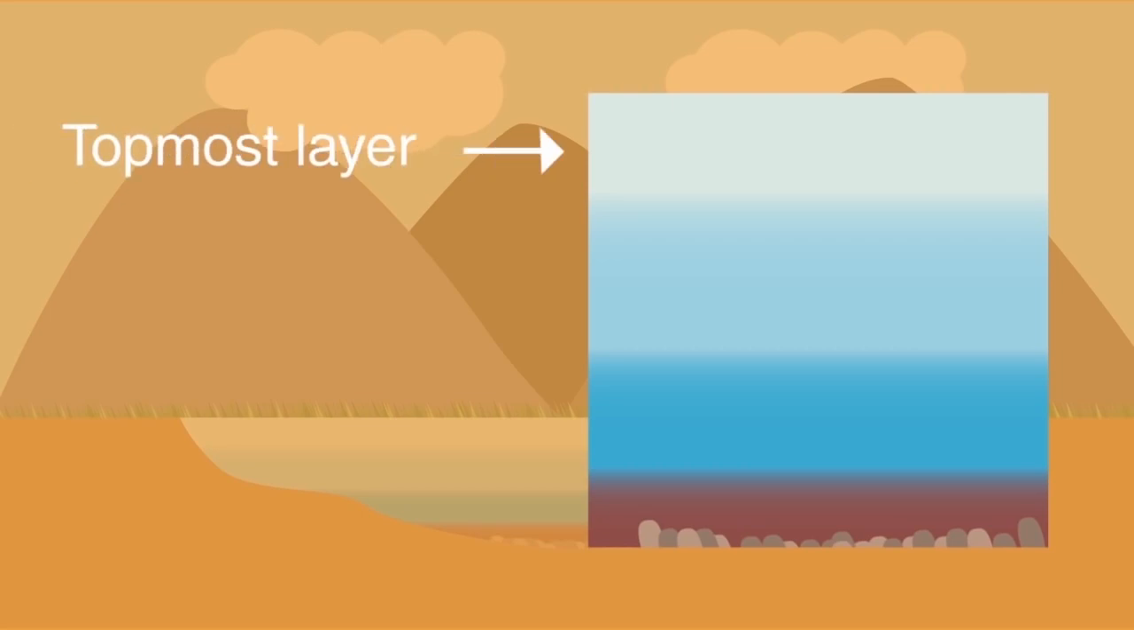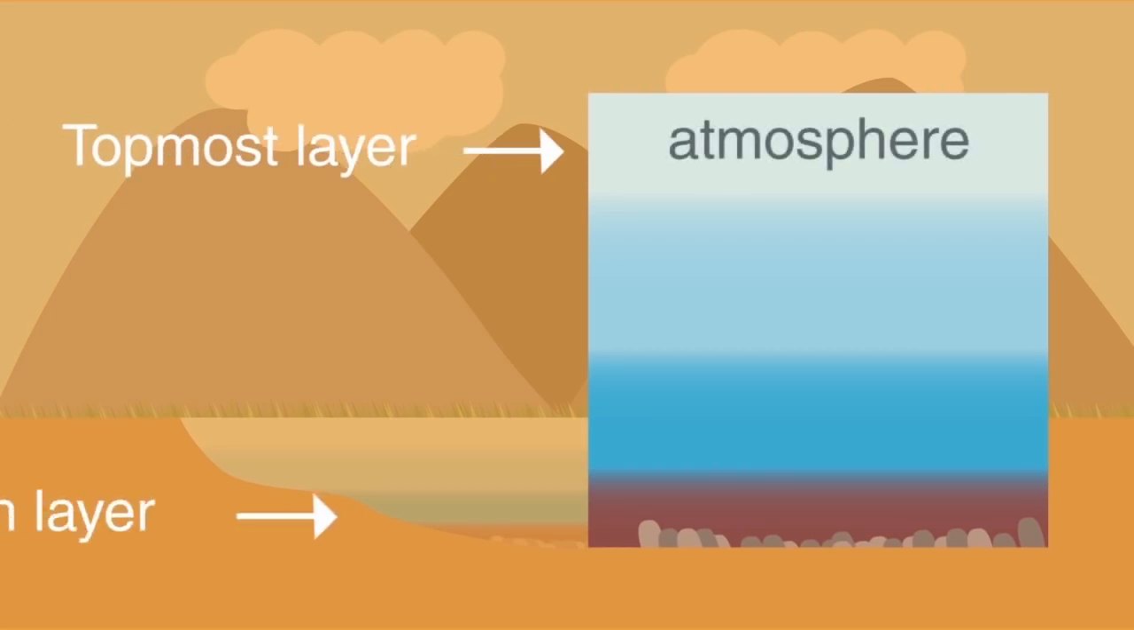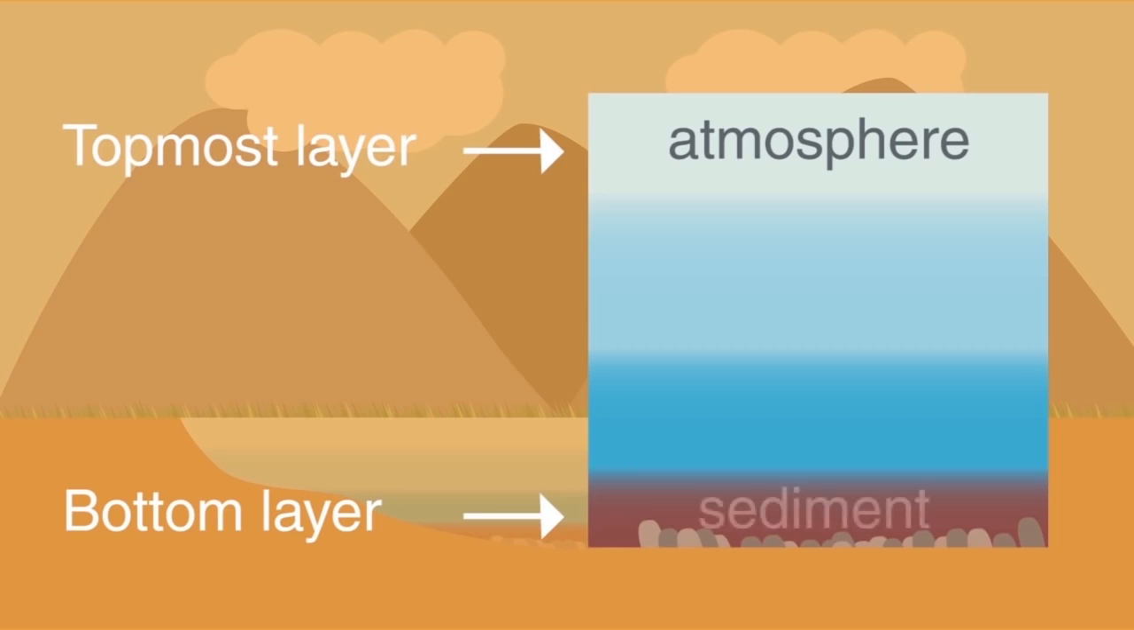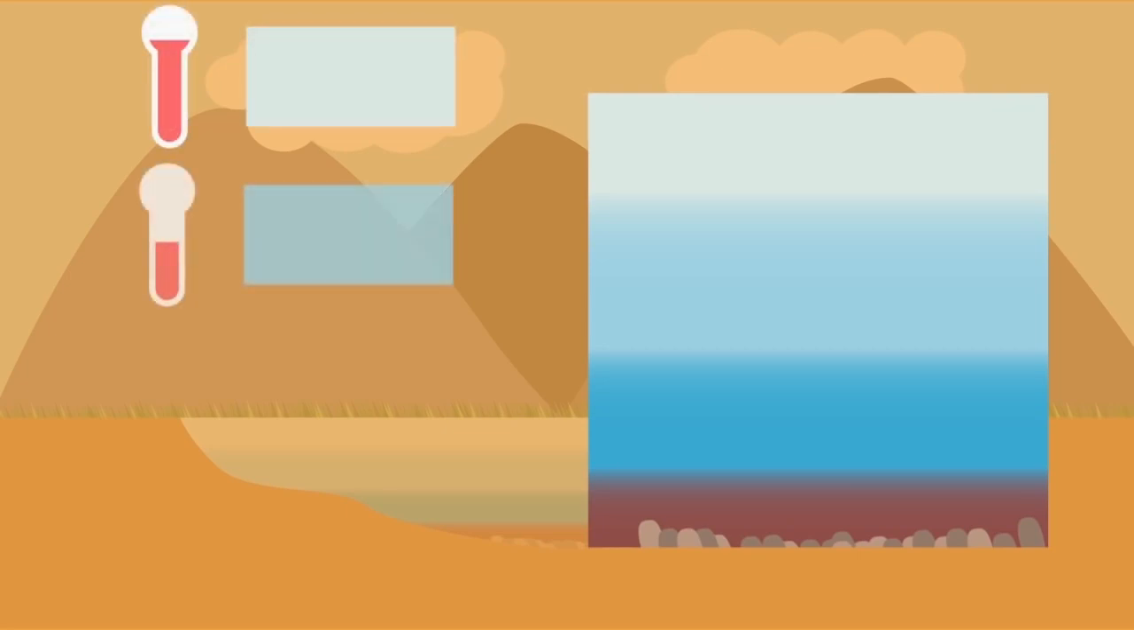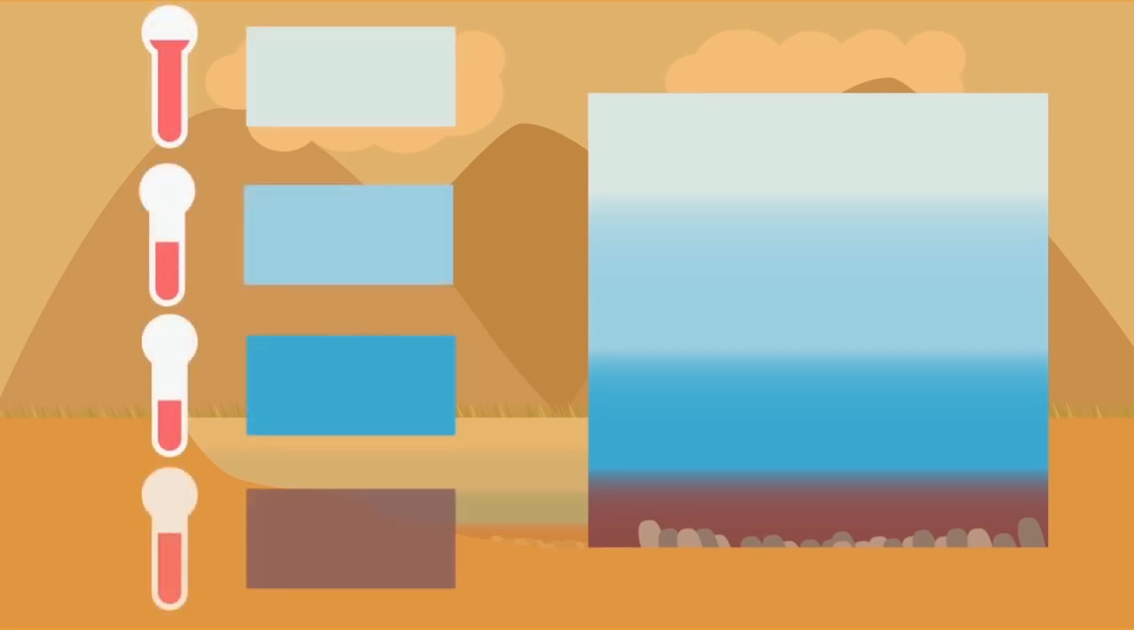The topmost layer of water in a lake is in contact with the atmosphere, and the bottom layer of water is in contact with sediment. The temperature and solute content of the water will vary according to where you take a sample, and as a result of these differences, the lake presents a heterogeneous composition.